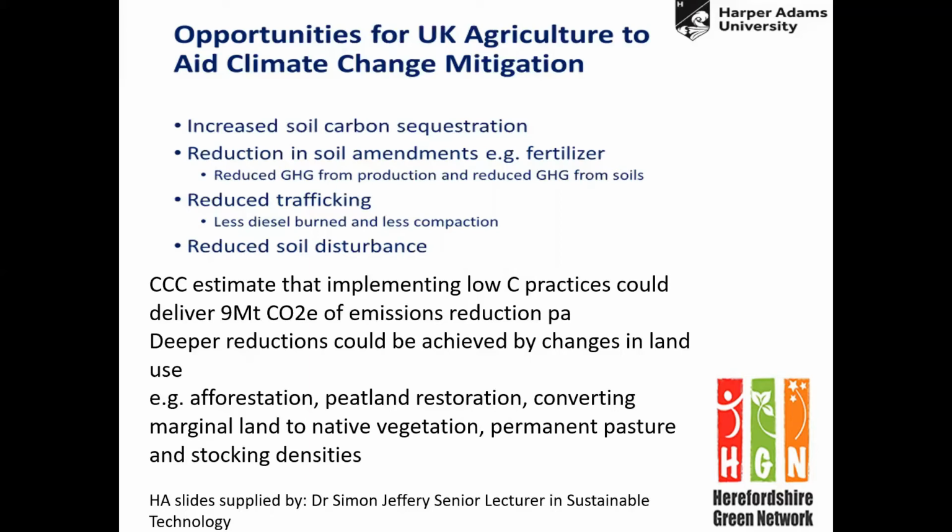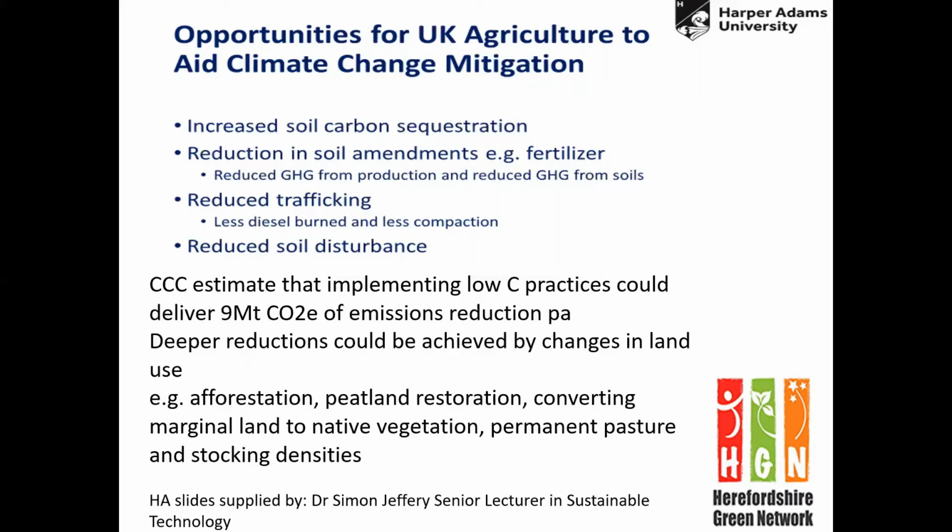So what's of interest in the UK is how we increase this carbon sequestration within the soil, and that's to do with soil management. How we reduce the carbon that we're adding as part of the normal agricultural cycle, so for example the fertilizers and so on. How we reduce the amount of machinery that we're using, because they not only affect the soil through compaction but also they're burning carbon. And generally the message is the least disturbance to the soil, the better.